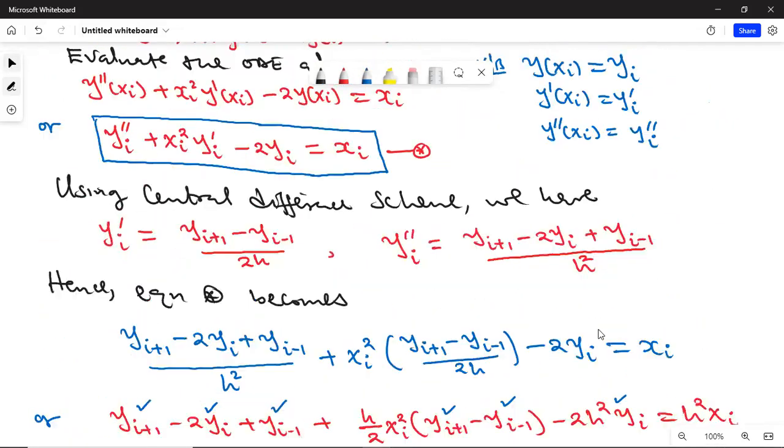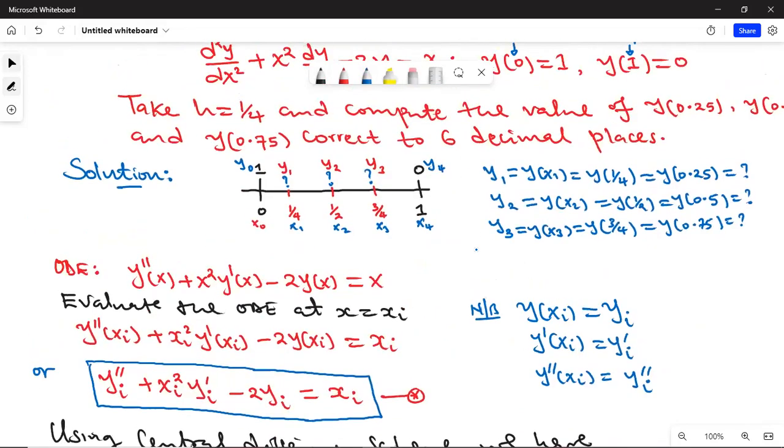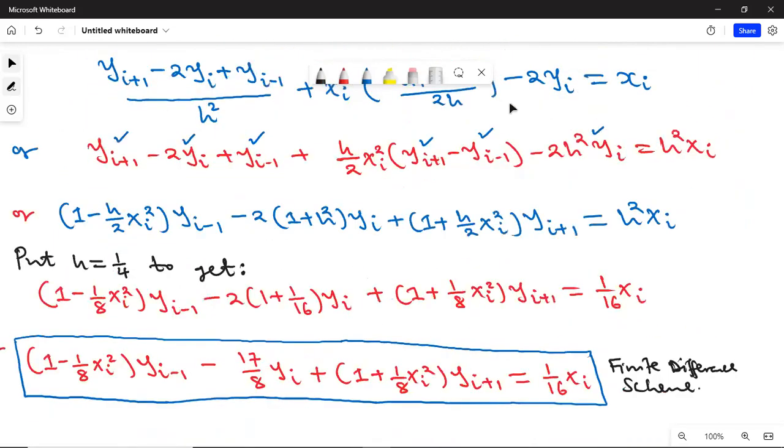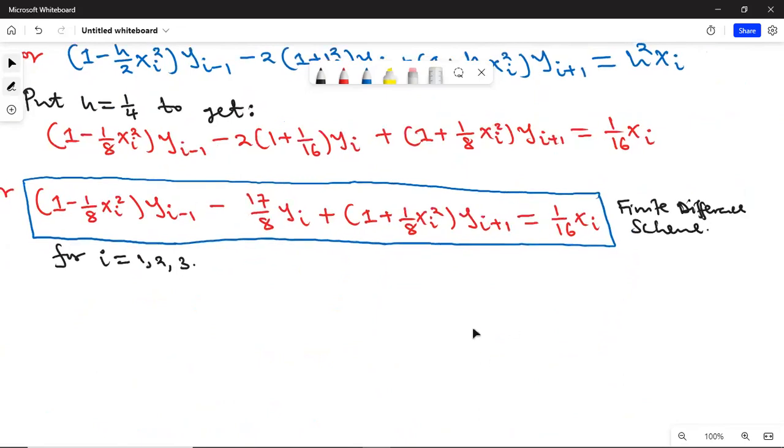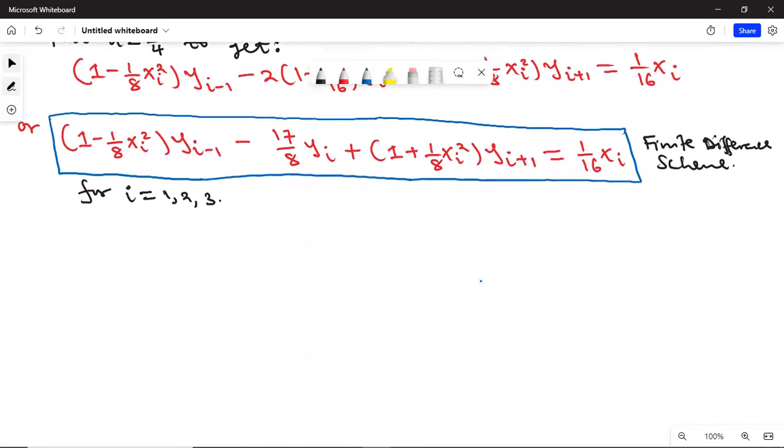You realize that whatever we have here, we don't know the value when i is 1, and when i is 2, and when i is 3. So we are going to iterate from i equals 1, 2, all the way up to 3. So when we come back here to our scheme, you write for i equals 1, 2, 3. We are going to iterate 3 times because we have 3 unknowns. So let's start with the first iteration when i is equal to 1.